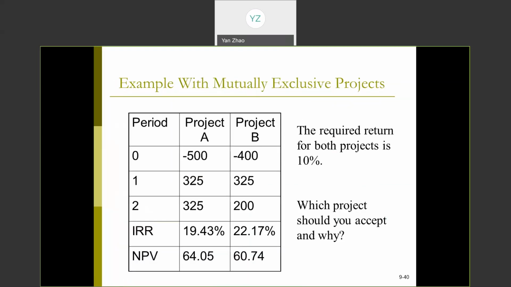Okay. So now we have an example of mutually exclusive projects. Now assume both project A and project B have a discount rate of 10%.